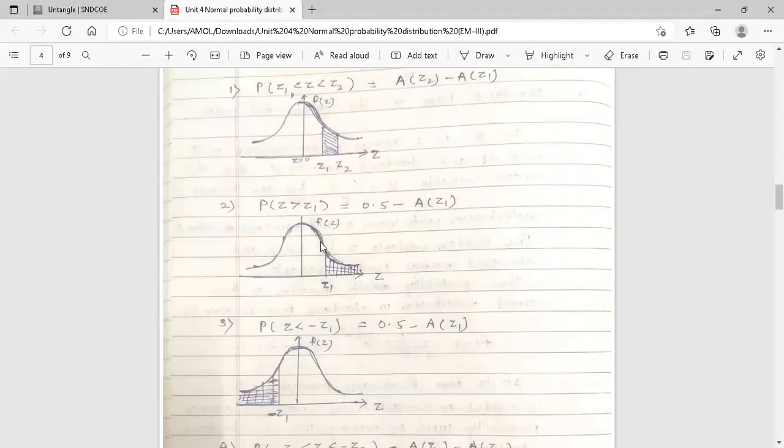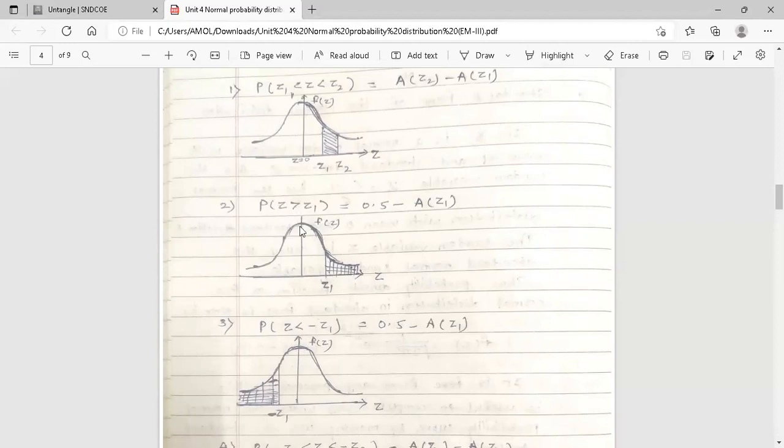This is Z1. Z1 is positive. Suppose Z1 is positive, then Z1 will be here on the RHS side. Now you have to find the probability when Z is greater than Z1, meaning this shaded portion. We want the probability of this shaded portion, because we want the probability of Z when it is greater than Z1.